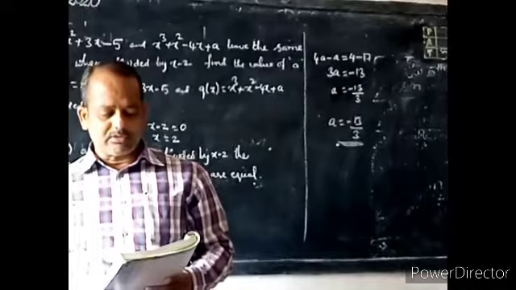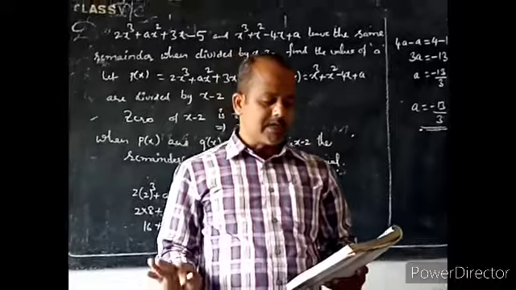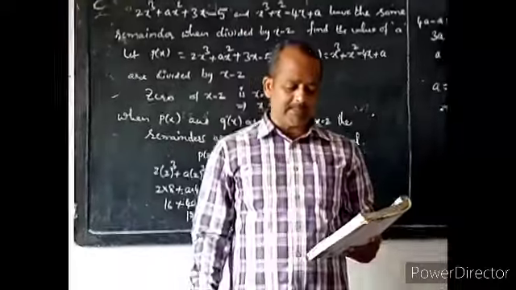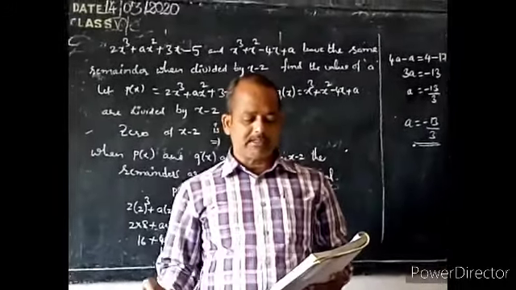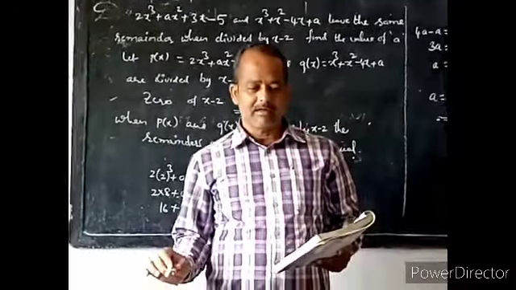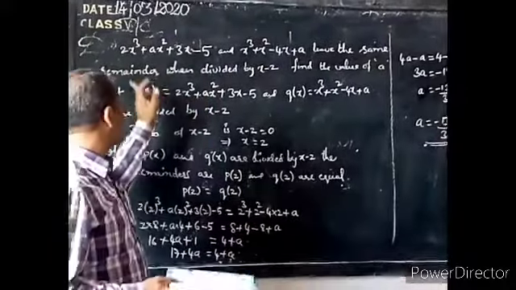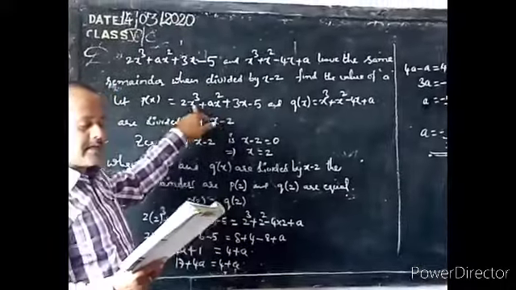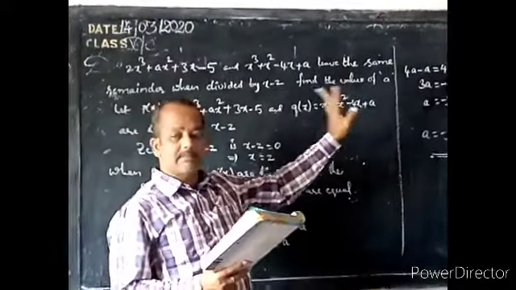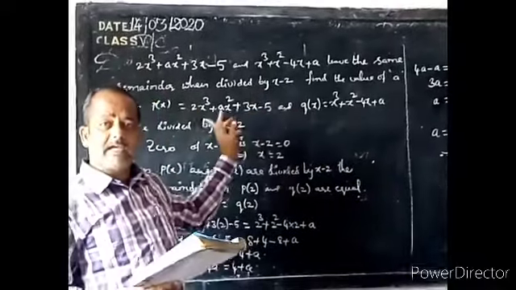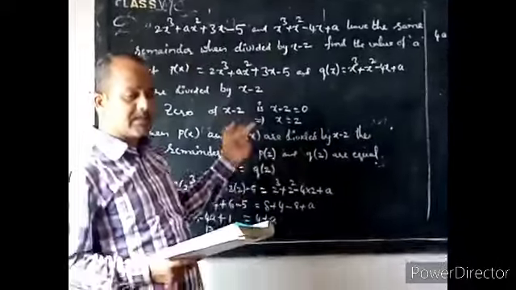In the same manner, the sixth question of the same exercise. Here also two polynomials are given. One is p of x, we have to assume. If the polynomials x cube plus ax square plus 5 and x cube minus 2x square plus a are divided by x plus 2 and leave the same remainder, find the value of a. Same process. In place of p of x, we should take x cube plus ax square plus 5. In q of x, we should take x cube minus 2x square plus a, divided by x plus 2.